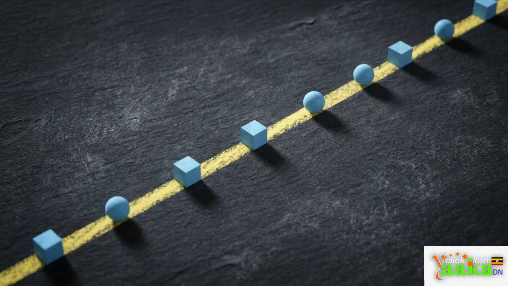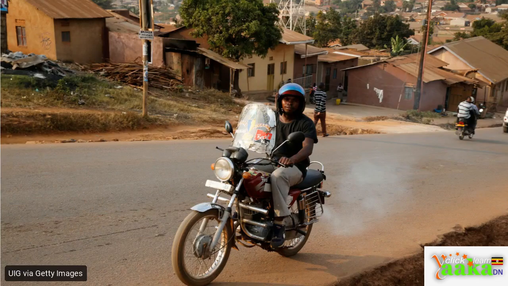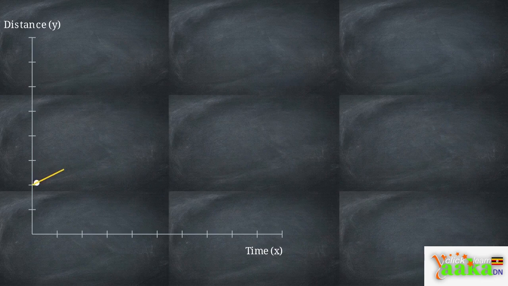In mathematics, a straight line represents a constant rate of change. Think about a Bota rider traveling at a steady speed from Kampala to Jinja. This chart plots the rider's distance over time. If they maintain exactly the same speed, mapping their continuous journey creates a perfectly straight line on our graph.